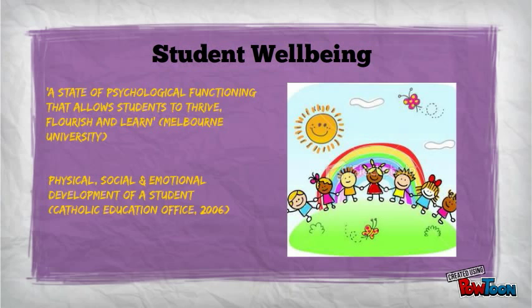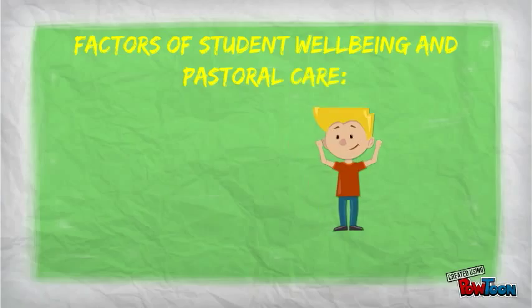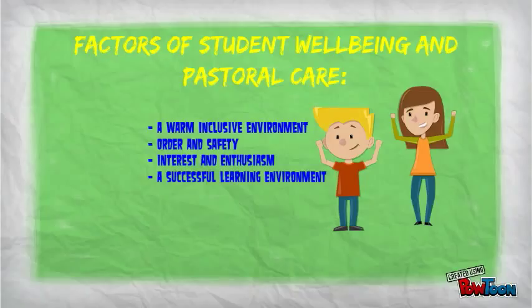Student wellbeing. The University of Melbourne defines student wellbeing as a state of psychological functioning that allows students to thrive, flourish and learn. Pastoral care is the duty of teachers to ensure student wellbeing. In effect, it is anything that affects a student or their learning. There are many factors of student wellbeing. These can be broadly categorised into 4 groups: a warm and inclusive environment, order and safety, interest and enthusiasm, and a successful learning environment.